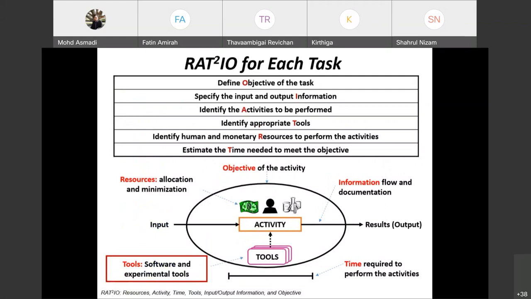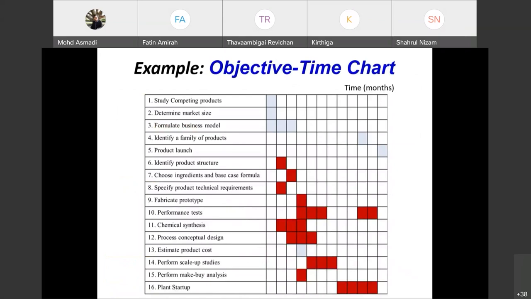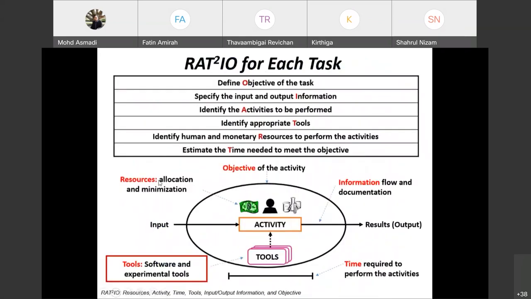Since we want to achieve the objective, we have to identify the first R, which is resources. Resources are people, money, allocation, and investment. These are resources needed to achieve the objective from the input before we get the output. It is required to complete certain activities. What are the activities? Activities are like experiments, modeling, synthesis, and prototyping.